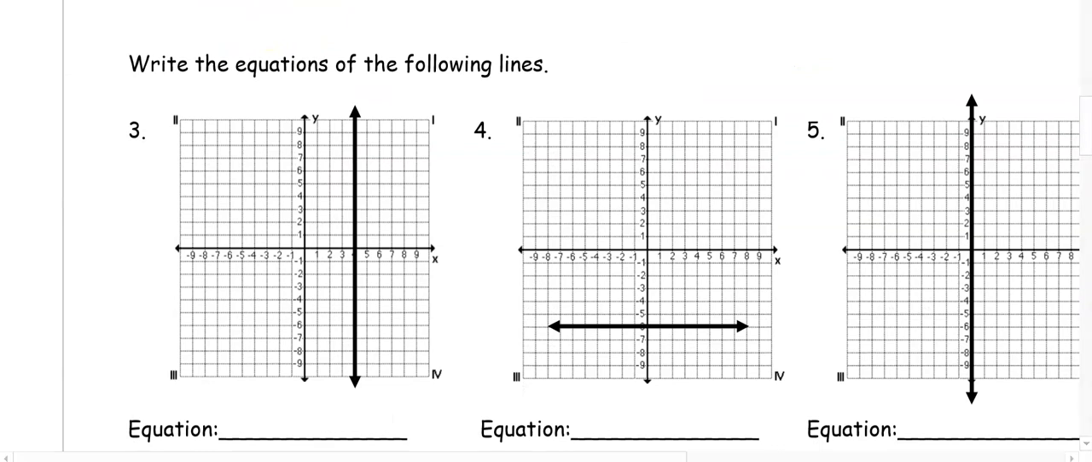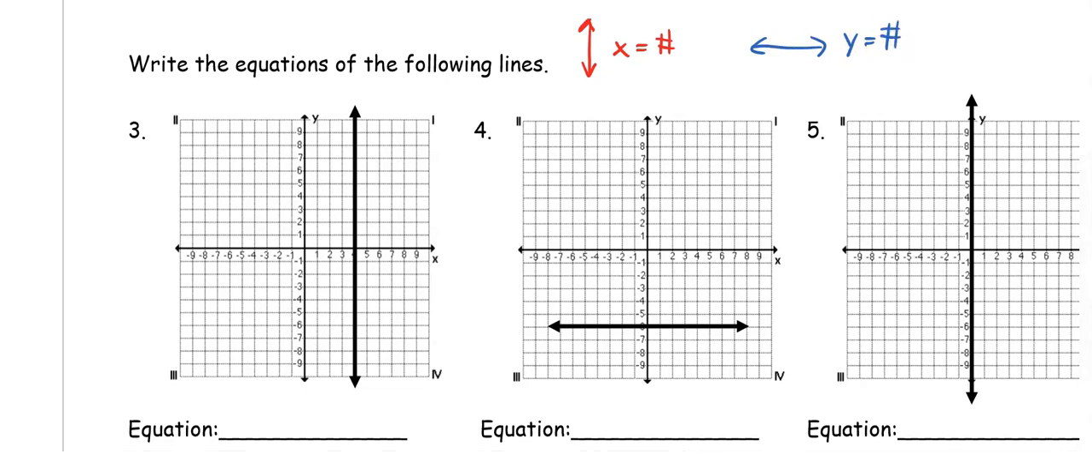So we're going to write the equation of the following line. Anytime that it is a vertical line, we are going to have x equals the number. Just look at what the x coordinate is, that stays the same, or you can just look at what it is passing through on the x-axis. Anytime we have a horizontal line, that is going to be y equals the number.